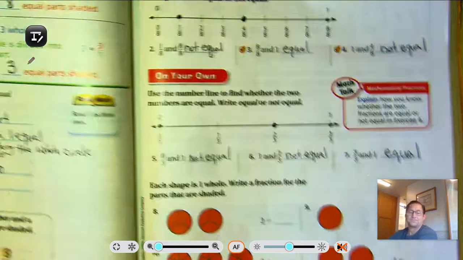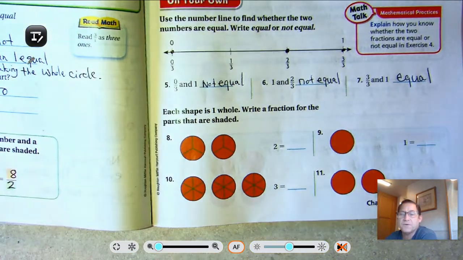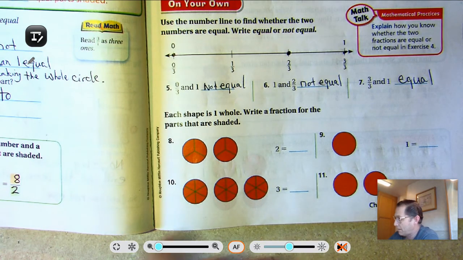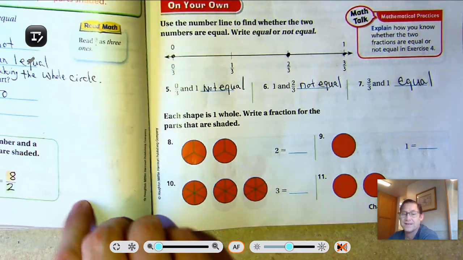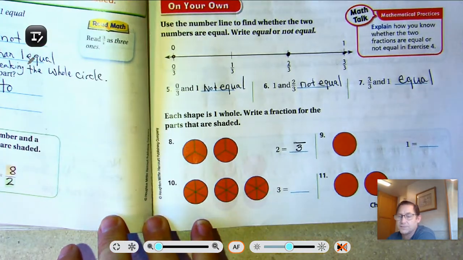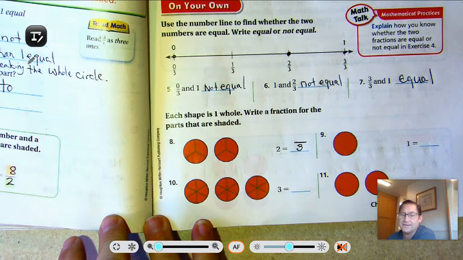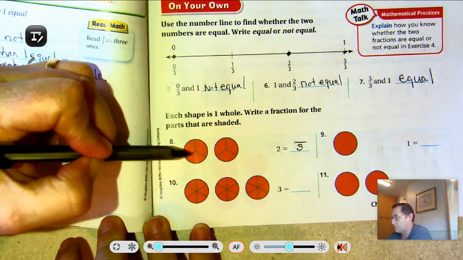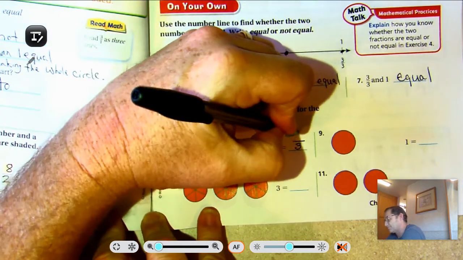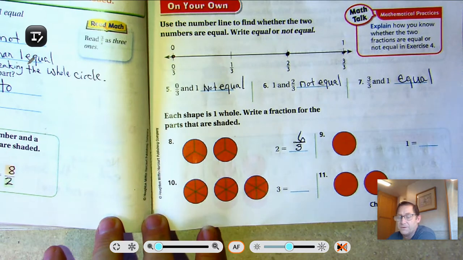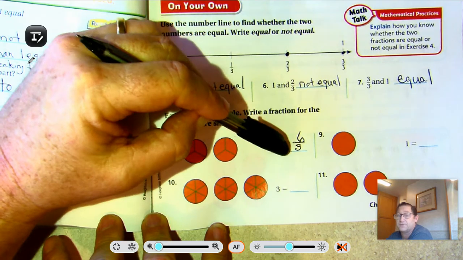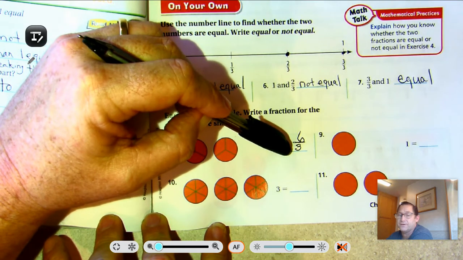All right, number 8. Each shape is one whole. Write a fraction for the parts that are shaded. All right, so they told us that we have 2 wholes. Each whole has 3 equal parts. How many total parts are shaded? 1/3, 2/3, 3/3, 4/3, 5/3, 6/3. Remember, for a fraction greater than 1, the top number, the numerator, will be bigger than the bottom number, the denominator.